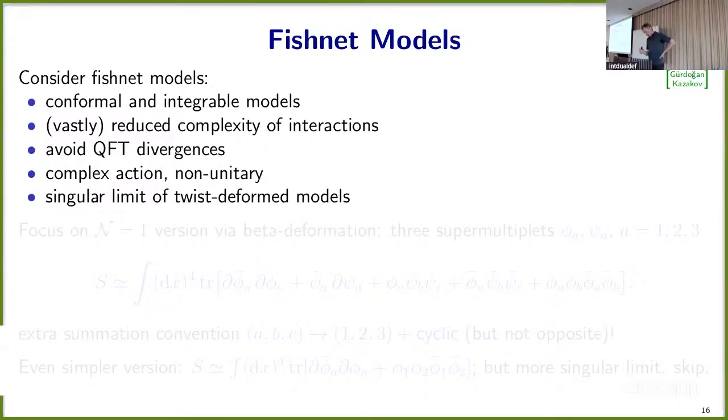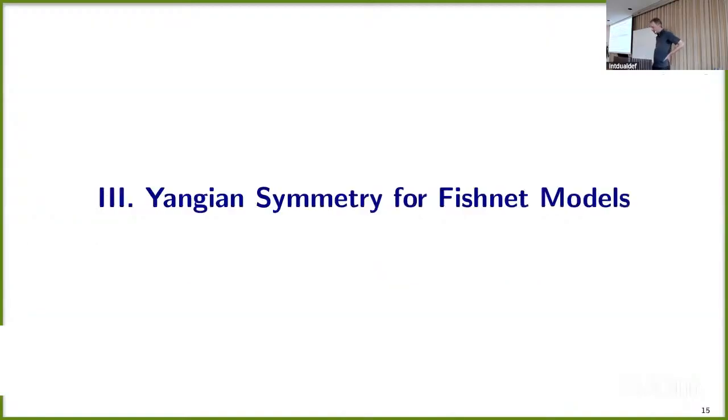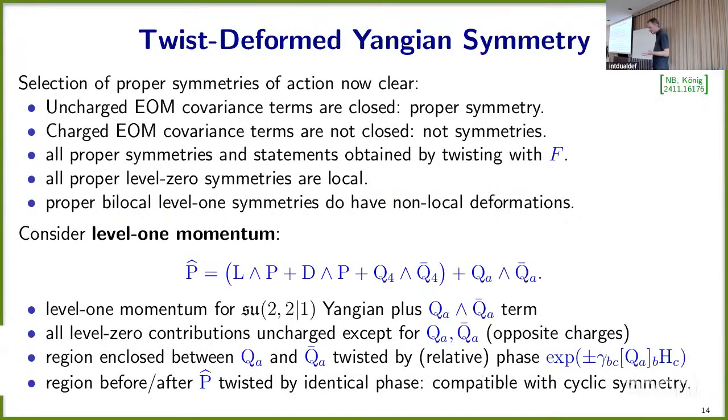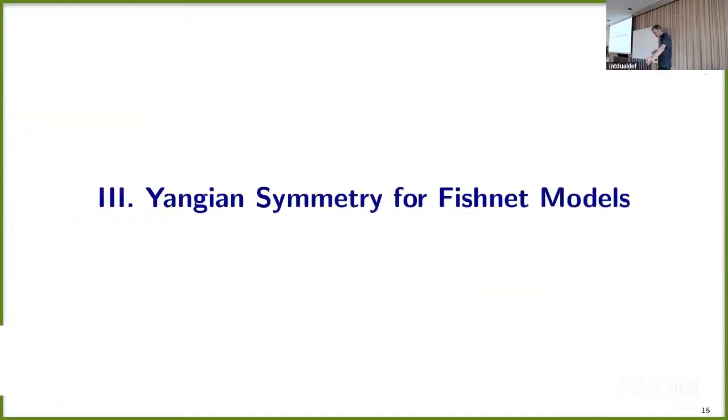So, okay, that concludes the Yangian symmetry for fishnet models, and the conclusion would be that all the uncharged symmetries will probably be symmetries, but all the charged generators of PSU(2,2|4) and the level 1 Yangian copies of them will not be proper symmetries and cannot be used. But keep in mind that you do need some of these level 0 symmetries to define the action of the level 1 generators, which is a bit of a complication.